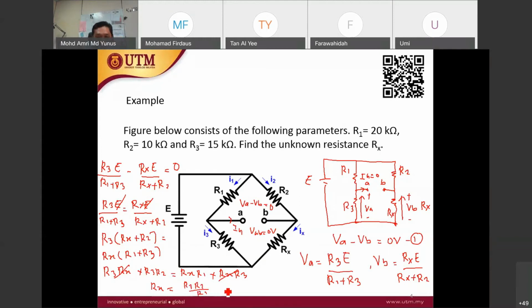So if we know R3 is 50K, multiplied with R2, which is 10K, divided by R1, which is 20K, we can solve that. 50 multiplied with 10 divided by 20, which is 25K.